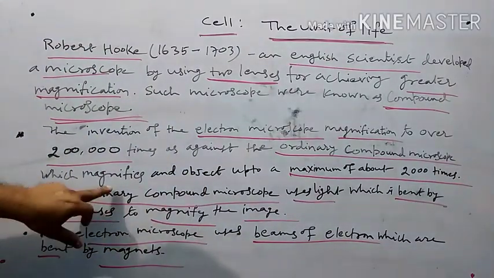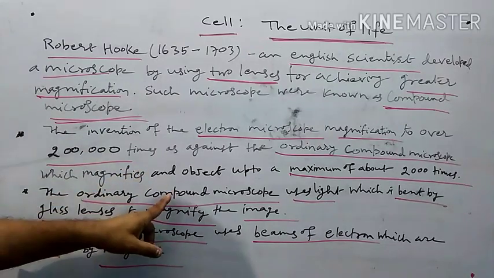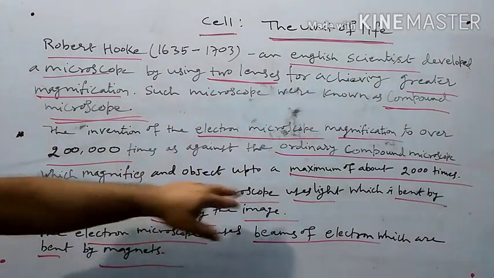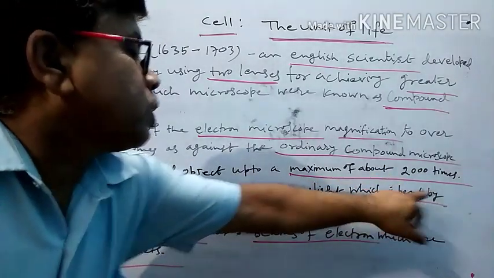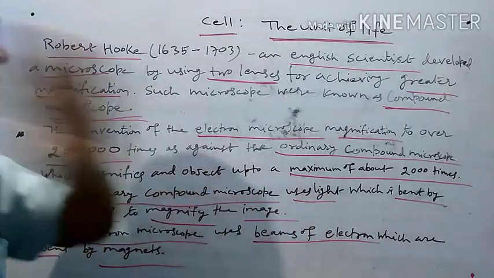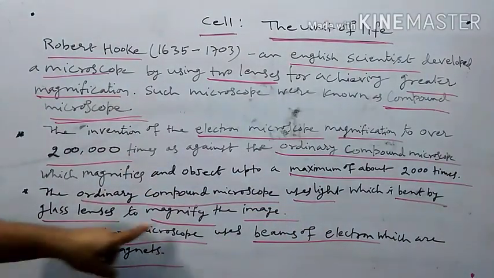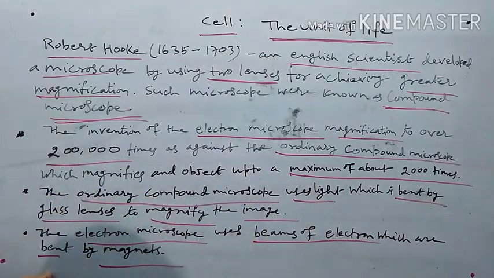So, the ordinary compound microscope uses light which is bent by glass lenses to magnify the image. But the electron microscope uses beams of electrons which are bent by magnets.